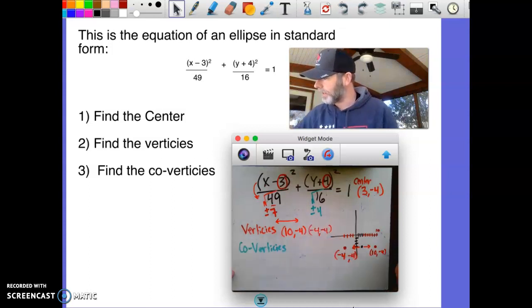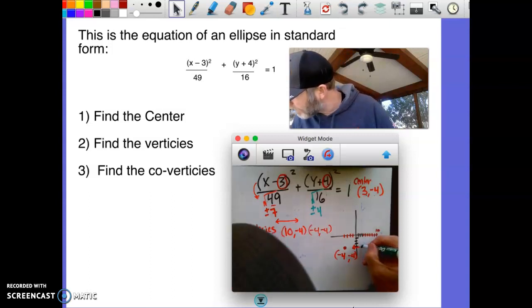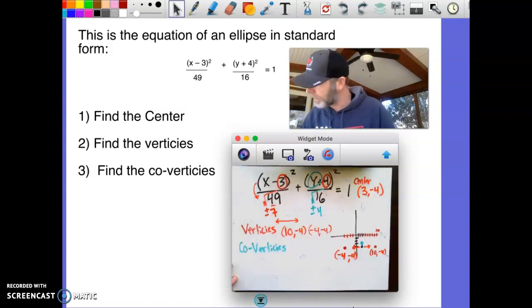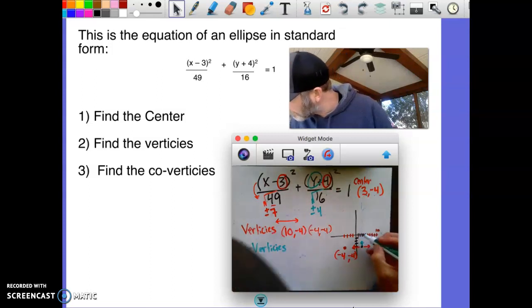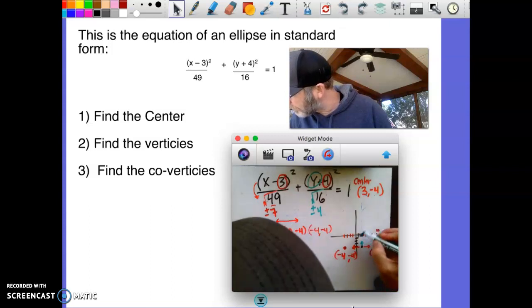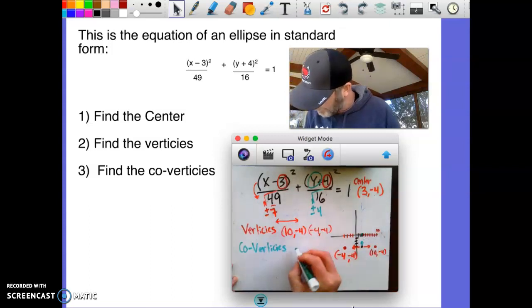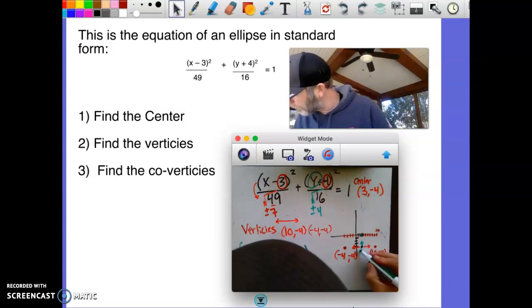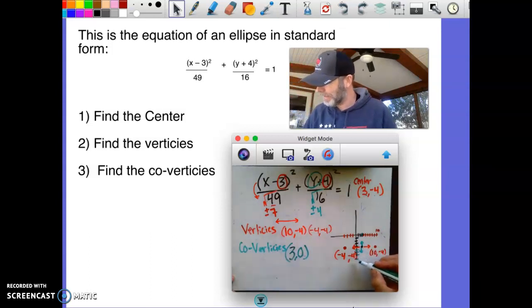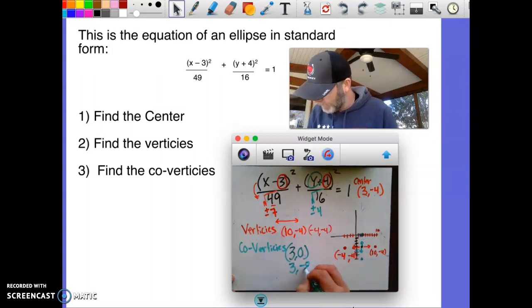Remember, I'm a picture guy. I need the picture to kind of keep it all straight. My co-vertices work the same way, but in this case, it's in the y direction, so I'm going to go up 4 units. I'm at minus 4 right now, so 4 units up is going to be right here. So that point is 3, 0. And then my other co-vertice is down 4 units. So I'm at 1, 2, 3, 4, down 1, 2, 3, 4. I'm going to make this at minus 8. So it's going to be positive 3, minus 8.